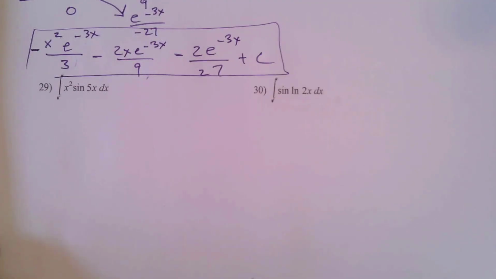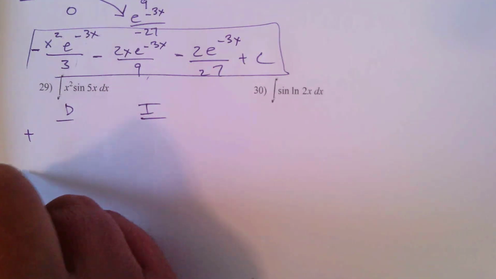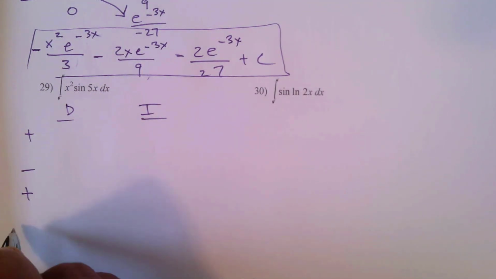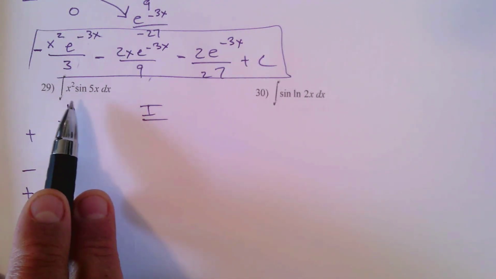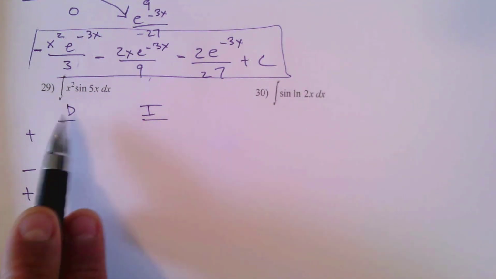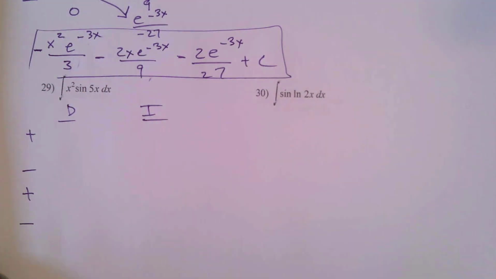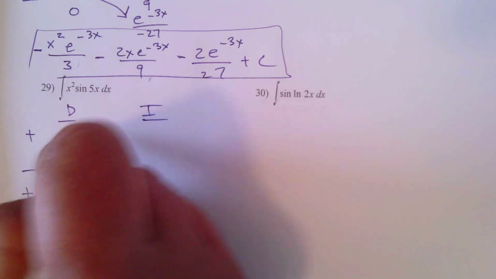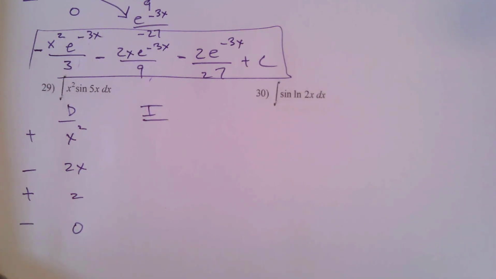And there's our answer. 29, the integral of x squared sine of 5x dx. So set up our columns, d, I, plus, minus, minus. And again, similar to 25, similar to the one above, where we have an x squared and then this sine of 5x, we can differentiate and integrate both of them pretty easily. But if we differentiate the sine, it's just going to flip between sine and cosine. But if we differentiate x squared, eventually it goes down to 0. So that's good. That means it's going to stop.